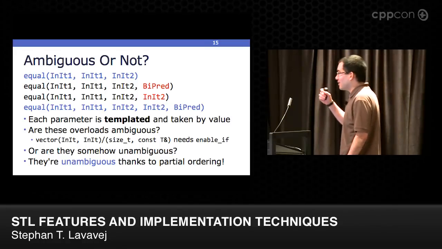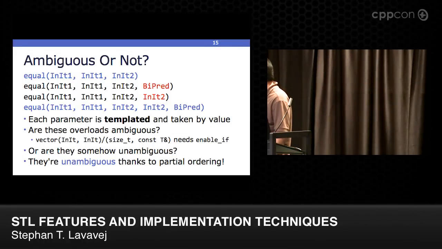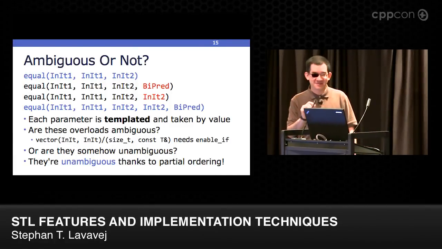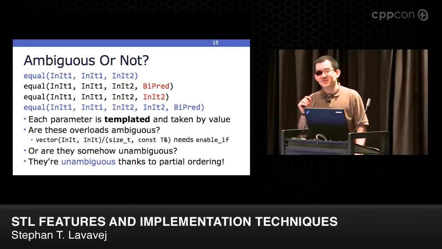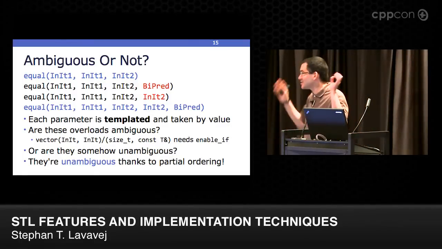But the language and the compiler look and they say, hey, the one taking 2 InIt2s matches a strictly smaller infinite universe of types. So it's more specialized, and I want to prefer that because that's probably the one you want. And indeed, it is the one you want.